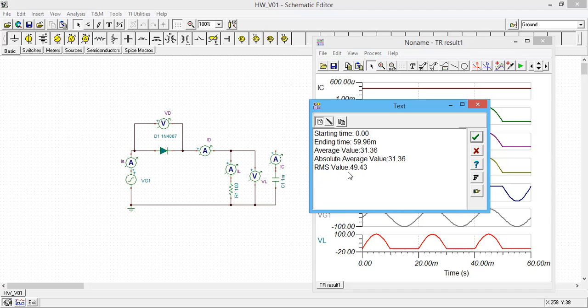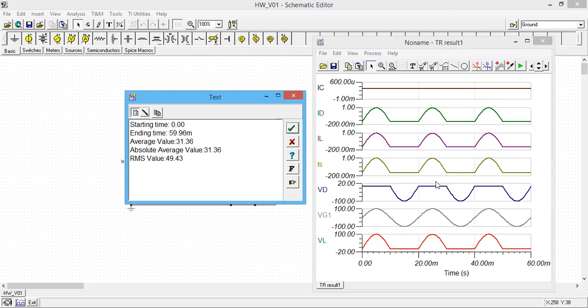And the RMS value is also 49.43. So you can do manual calculations and compare with your simulated values. This is the average value, and this is the RMS value of your output voltage. So that can be used for any other waveforms as well. Okay.